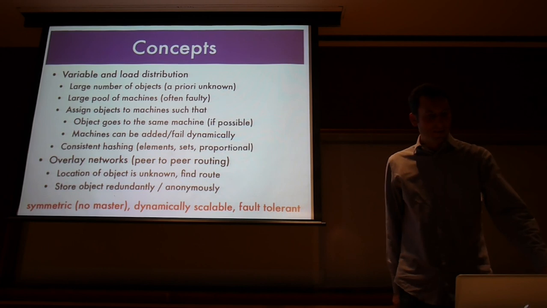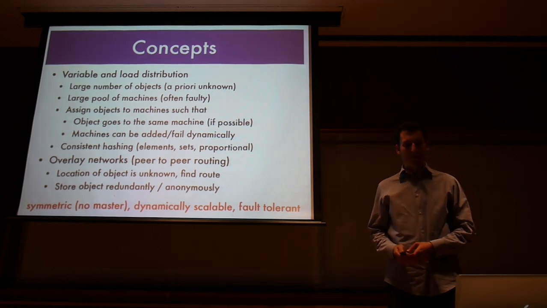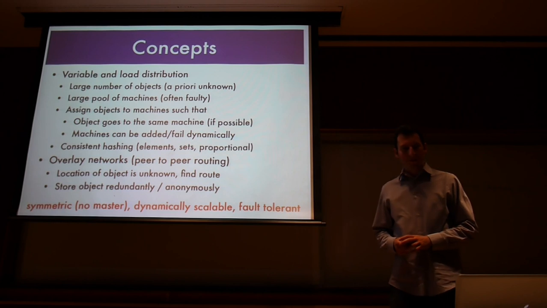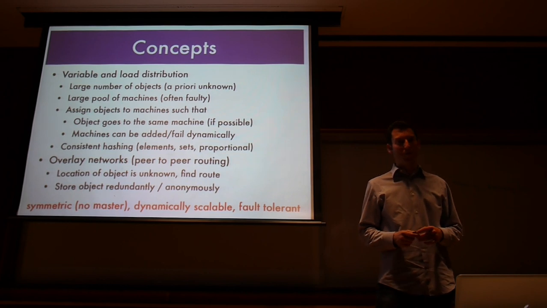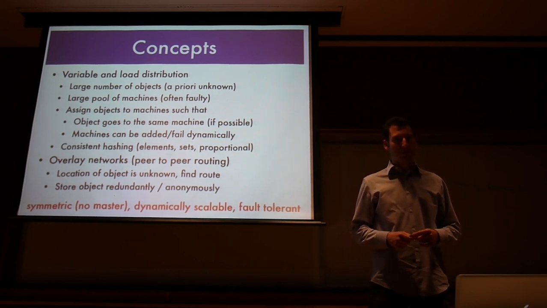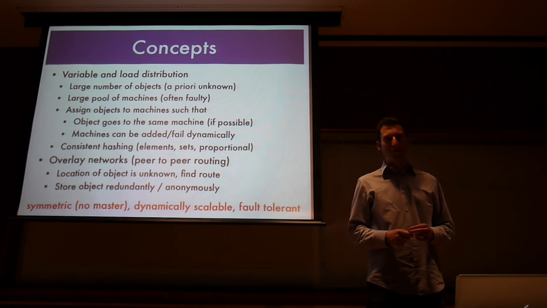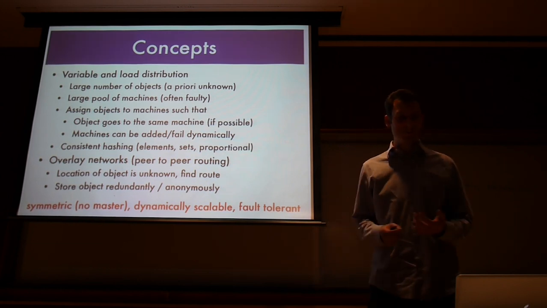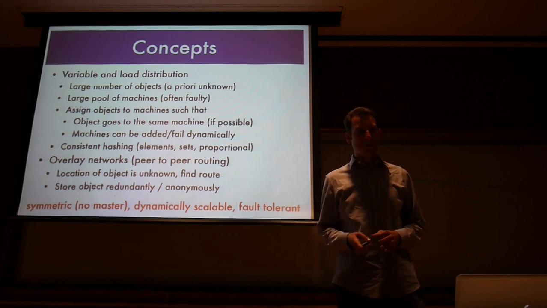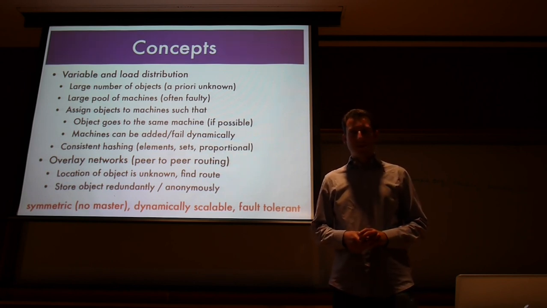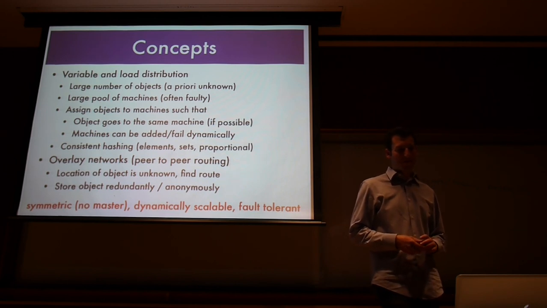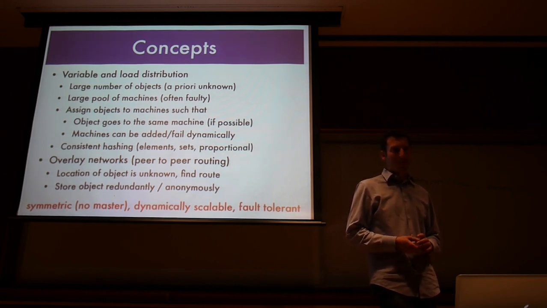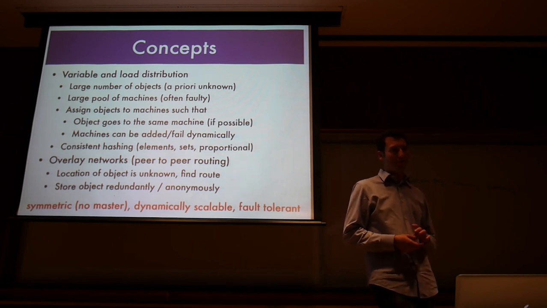Now, first thing that we're going to do is look at variable and load distribution. So basically the issue is you have a large number of objects, and a priori you don't actually know the idea of those objects. So objects could be users, objects could be movies, objects could be ads that you see, could be customers, products that you sell, whatever. And you have this large pool of machines that happen to be quite faulty rather often. And you want to make sure that you assign the objects to the machines in such a way that each time I see the same thing, it goes to the same machine.